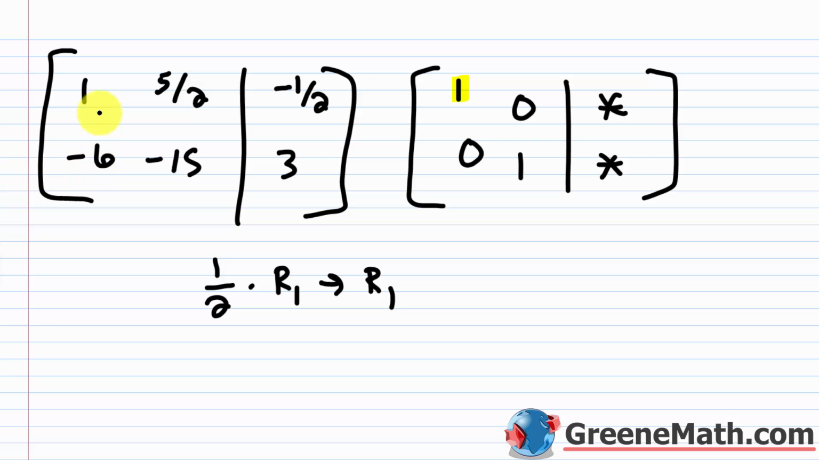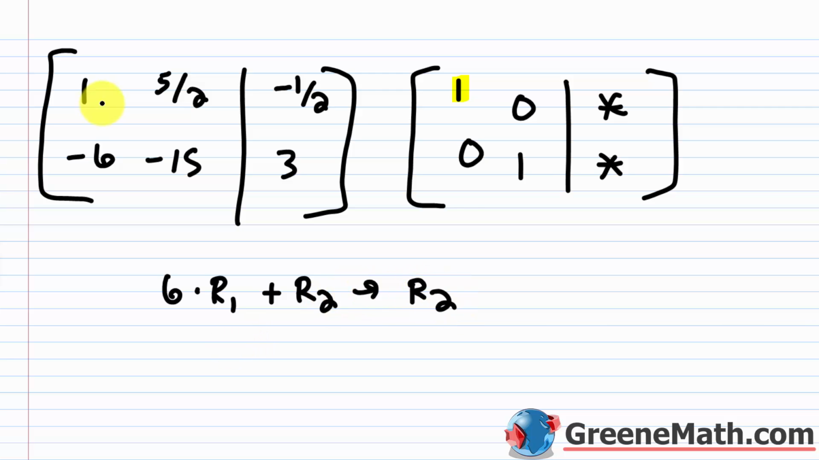And to do that, I'm just going to multiply row 1 by 6 and add the result to row 2. That's what I'm going to replace row 2 with. So 6 times 1 is 6. 6 plus negative 6 is 0. Then 5 halves times 6. This cancels and gives me 3. 3 times 5 is 15. 15 plus negative 15 is 0.